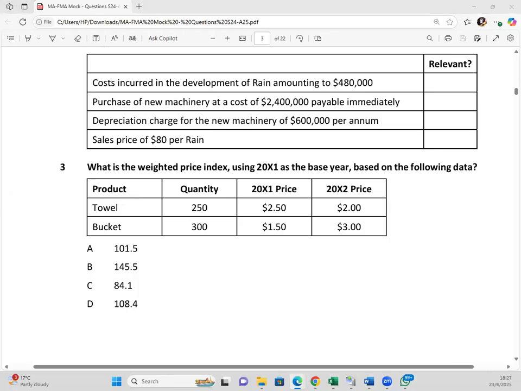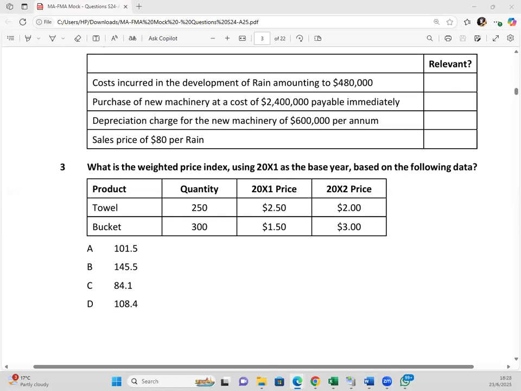Okay, let's go ahead and work it out together. Let's go to our Excel and work it out together. So if you're dealing with a table like this, and the question is saying, calculate the weighted price index. The first thing is to note which one is our current year and which one is our base year.